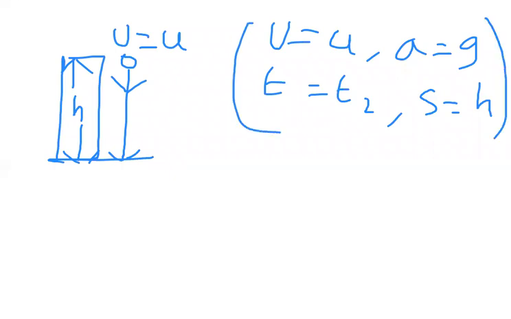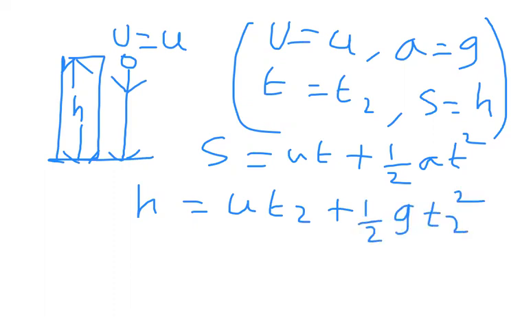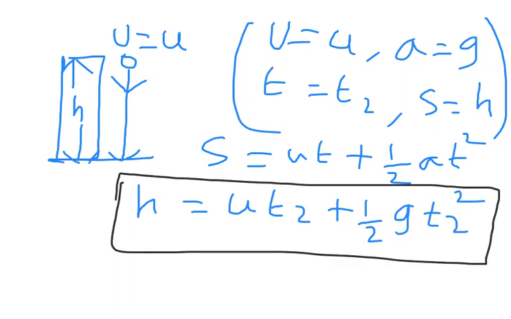From here, if you simply substitute in the formula s is equal to ut plus half at square, we get h is equal to ut2 plus half gt2 square. So it is very comfortable. Here we got the formula: h is equal to ut2 plus half gt2 square.